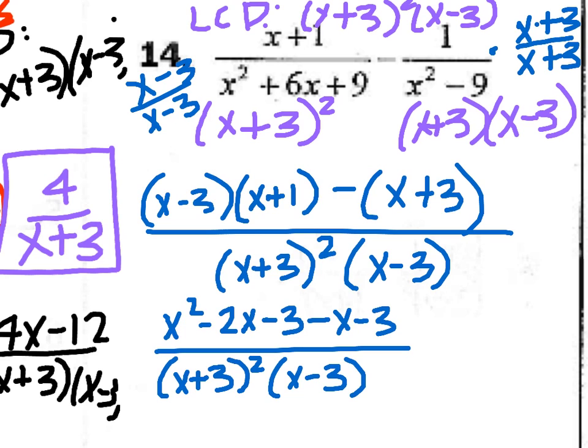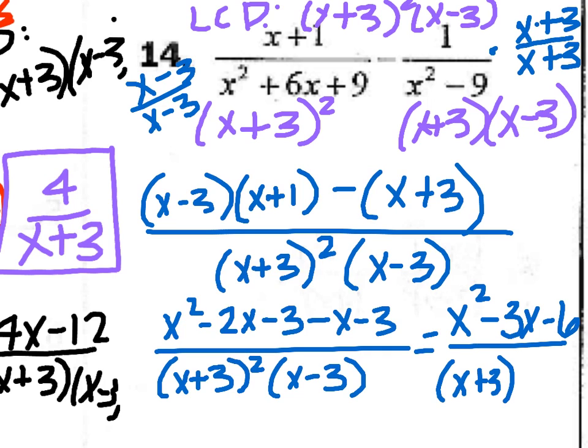Now I can add my like terms, and I get x squared minus 3x minus 6 over x plus 3 squared, x minus 3. I cannot factor that any further, so that would be our final answer.